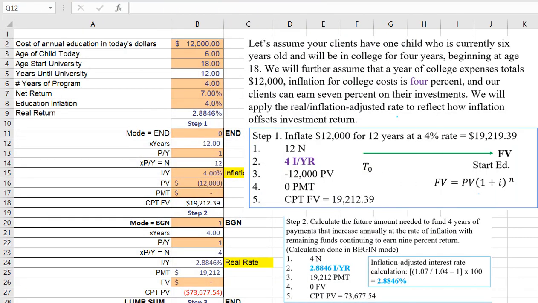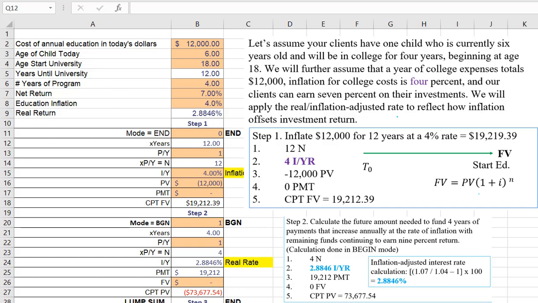Okay, I said I would show this in Excel. We'll just run through this very quickly. So again, let's assume your clients have one child who's currently 6 years old, be in college for 4 years, beginning at age 18. Further assume that a year of college expenses totals $12,000. That's today's dollars. Inflation for college costs is 4%, and our clients can earn 7% on their investments.